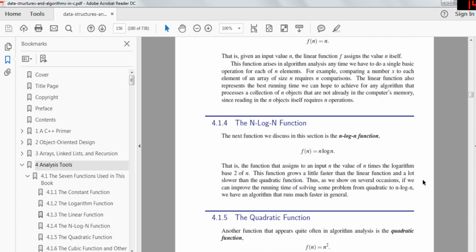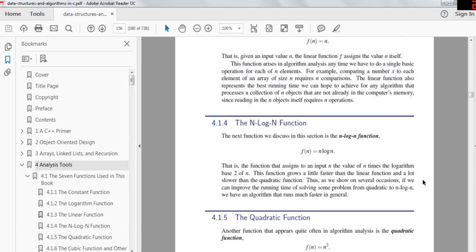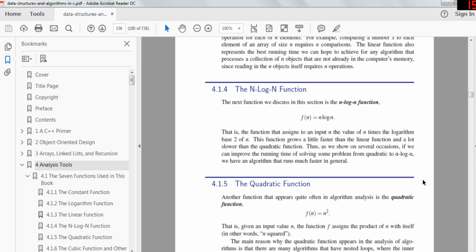Okay, now we're going to talk about n log n. The next function they describe is n log n. The function assigns to an input n the value of n times the logarithm base 2 of n. This function grows faster than the linear function and a lot slower than the quadratic function. Thus, in general, if we can improve the running time of solving some problem from quadratic to n log n, we have an algorithm that runs much faster in general.